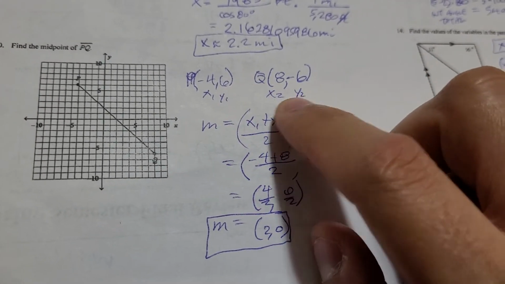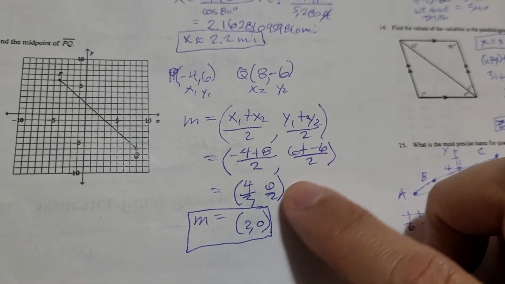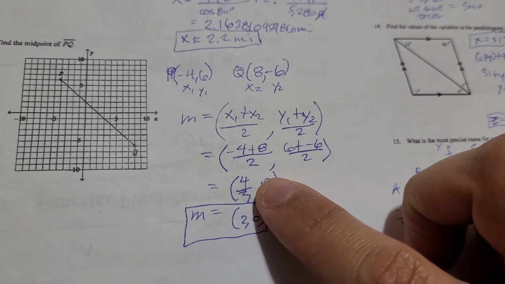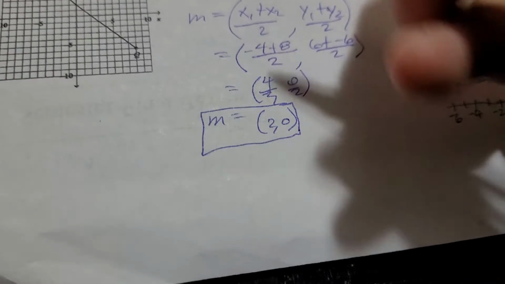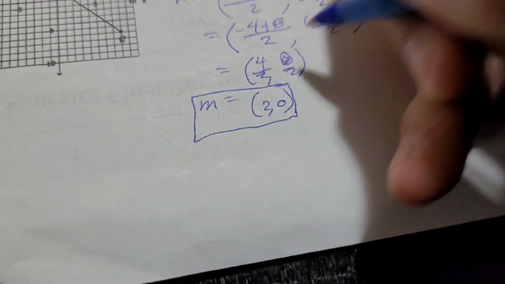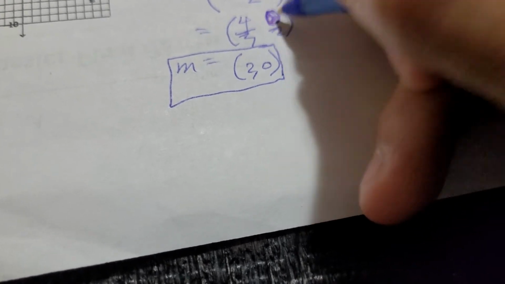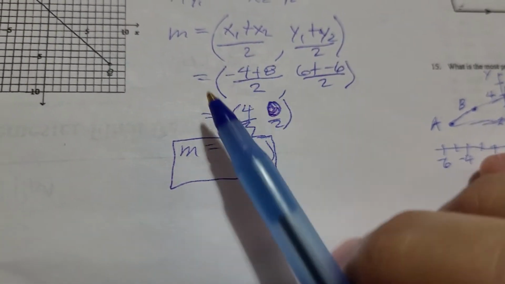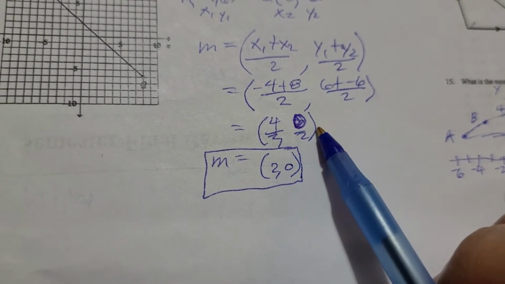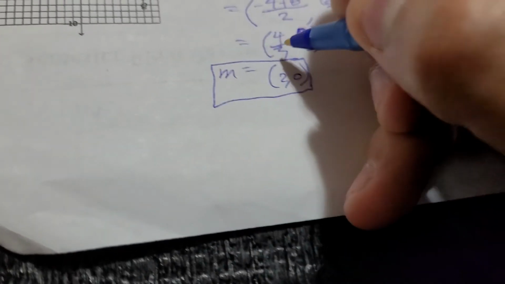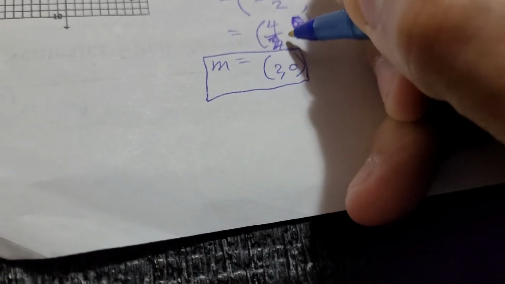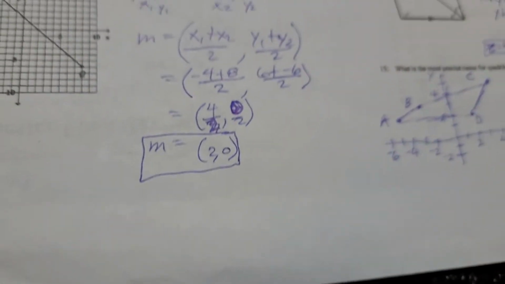And then let's add the y's together. 6 plus -6, which is 0. And that's over 2. That's a 0. That almost looks like a 6, but that's a 0. That's terrible. I made that look like an 8. That's a 0. Anyway, 4 over 2 is just 2. And 0 over 2 is just 0. Okay, anyway, so our midpoint right there is 2, 0.